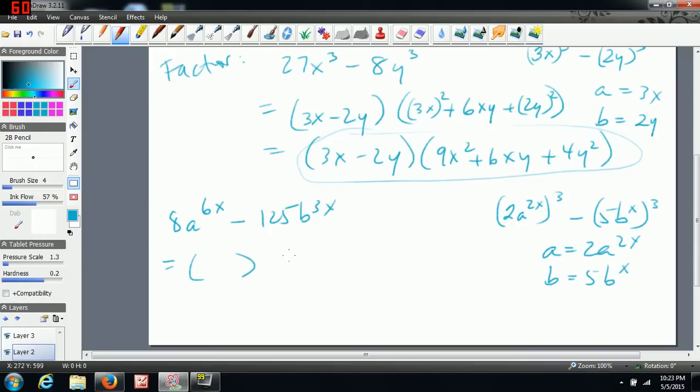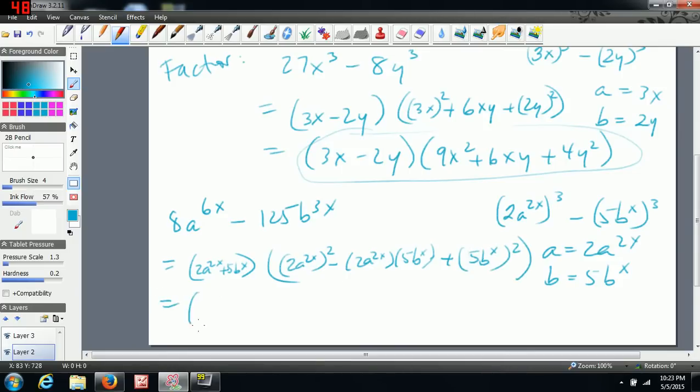So what you can do is go ahead and factor this. It's going to be 2a to the 2x plus 5b to the x, so a plus b, and then 2a to the 2x all squared, minus 2a to the 2x times 5b to the x, and then plus 5b to the x all squared.